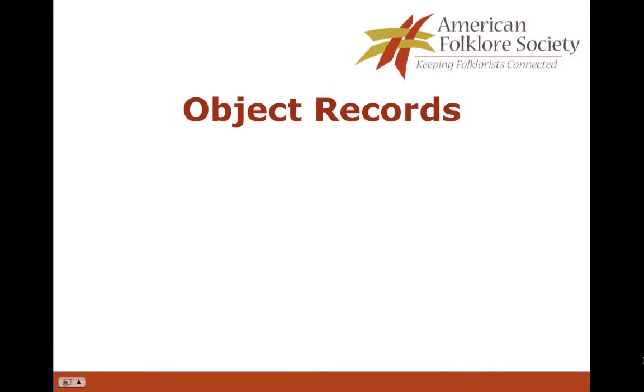At this point, you will have created a record for your repository and created records for all the entities, individuals, organizations, and meetings associated with the collection you intend to enter into the FCD. In this video, we'll present an overview of object records, what an object means in the context of the FCD, and the types of object records one can create. In the next videos in this series, we will go over how one creates the different types of object records.